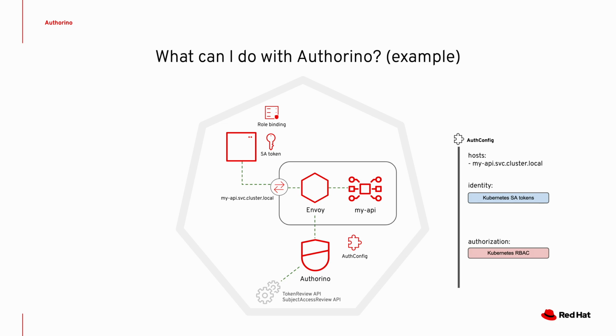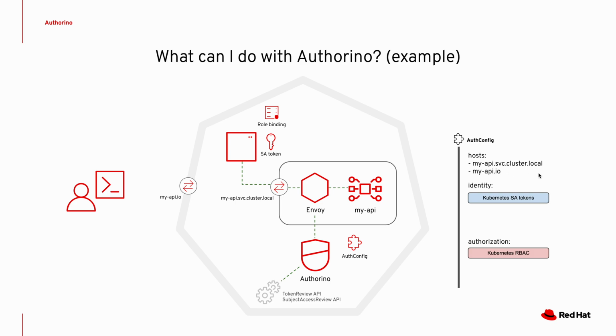Say now that we want to extend access to our API to external users that will consume the API via a CLI tool from outside the cluster. So we need to define an ingress. So now there is another host, myapi.io, that we also need to add to the AuthConfig.